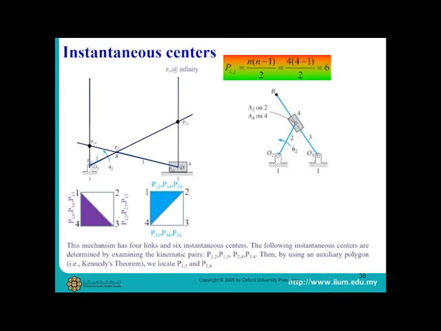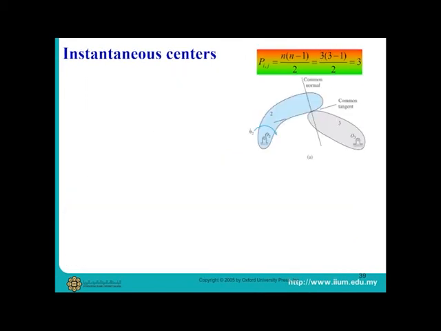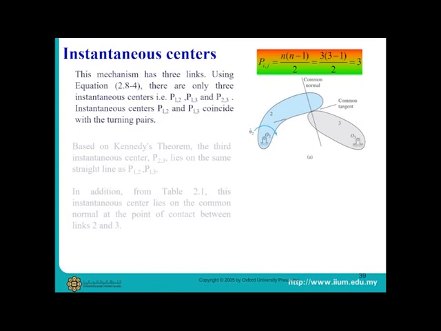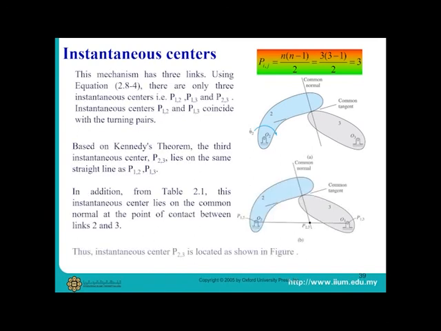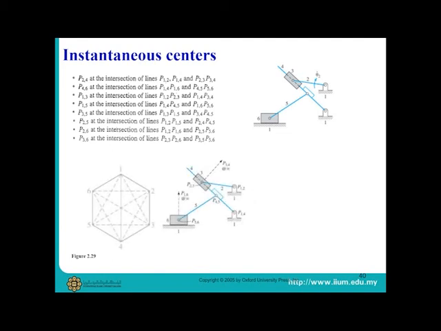You can try this other example of a 4-bar mechanism. Please make sure that you try before you see the answer. This slide shows an example of 3 links that have 3 instantaneous centers. The third instantaneous center point is between the line P12 and P13 as well as the common normal. This slide shows a 6-link mechanism that has 15 instantaneous center points. 8 of them are the obvious ones, while for the other 7 you need to use Kennedy's theorem.